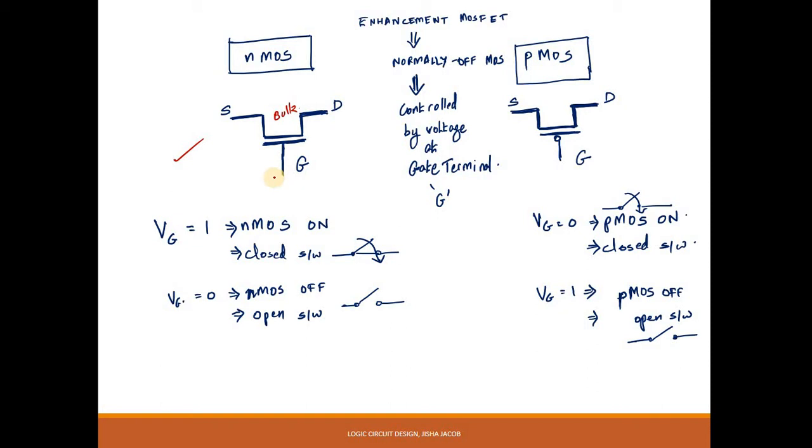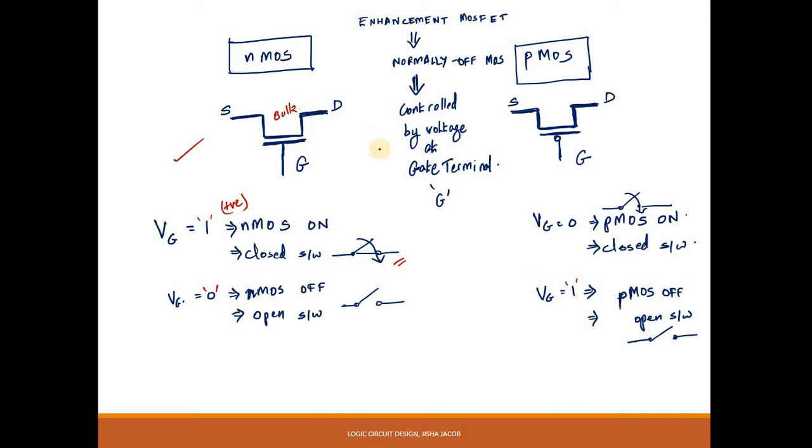When the applied voltage at the gate is logic 1, which means a positive voltage, NMOS becomes on and it acts like a closed switch. If the applied voltage is equivalent to a logic 0, that means a negative voltage, then the NMOS is off. That means it acts as an open switch. For PMOS, when the applied voltage at the gate is 0, the PMOS is on and it acts as a closed switch. When the applied voltage at the gate is a logic 1, that is a positive voltage, the PMOS will become off and it will become like an open switch.